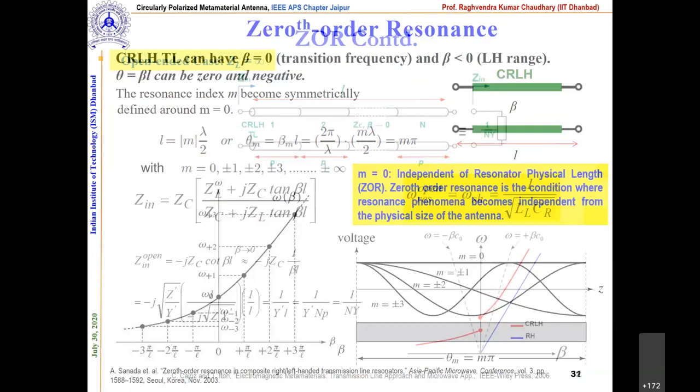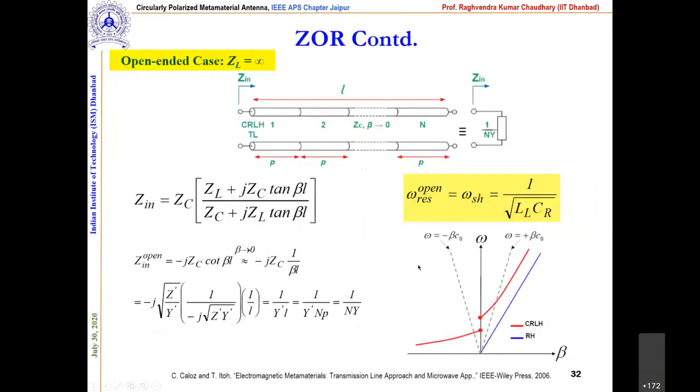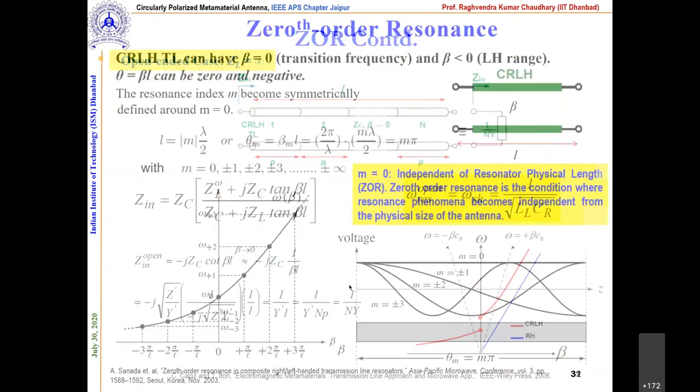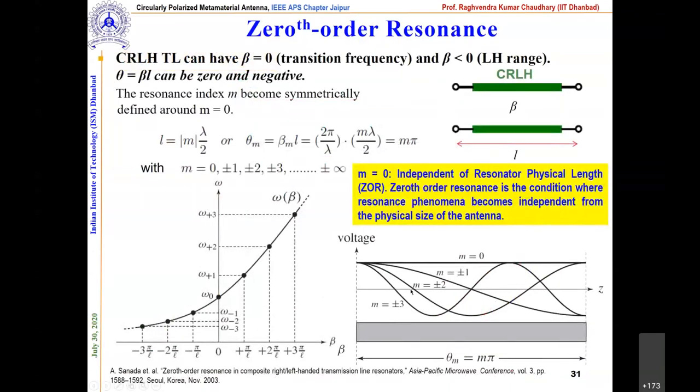This provides some idea: at beta equal to 0, you can manage any frequency, because you can accommodate higher frequency or lower frequency by tuning your left-handed inductance and capacitance. This is one of the very important outcomes of the CRLH transmission line: it is independent of the physical length. It means the idea of miniaturization comes from here.